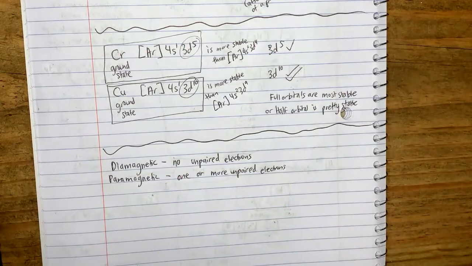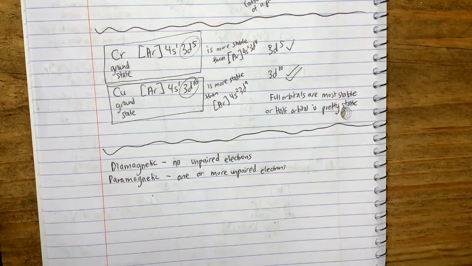So when it comes to being able to see if it's para or diamagnetic, we can use it to see if you can magnetize certain things or not.